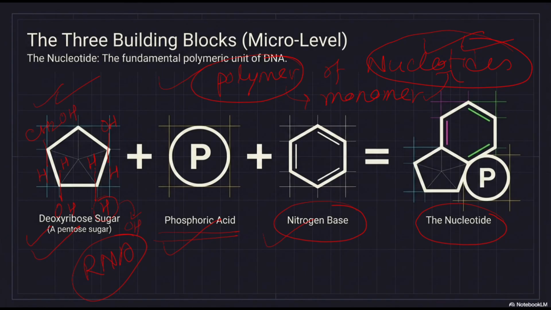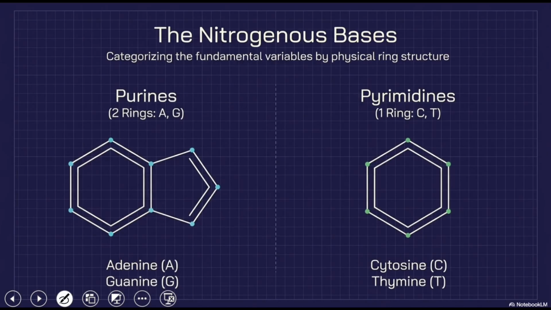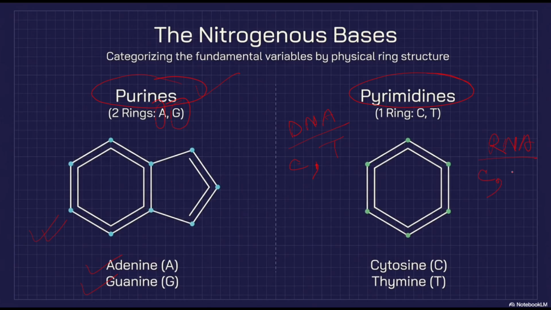Okay. Now, phosphoric acid, the phosphate group is there. Nitrogen bases are of two types, purines and pyrimidines. Under purines, there are adenine, guanine. Adenine, guanine, all the purines are double ring structures. And if I talk about the pyrimidines, in case of DNA, cytosine and thymine are present. But in case of RNA, cytosine is there, but in place of thymine, there is uracil. And this is a single ring structure.